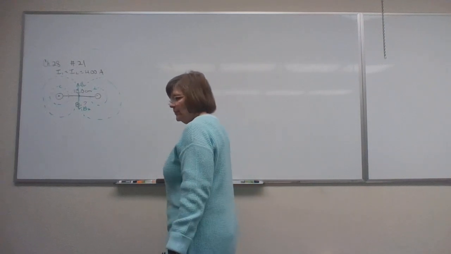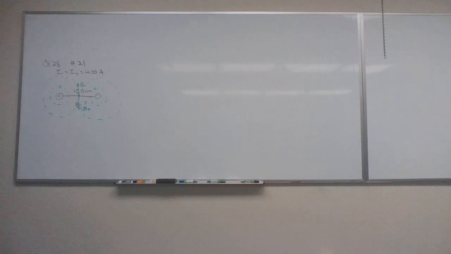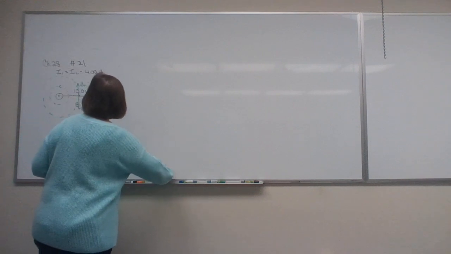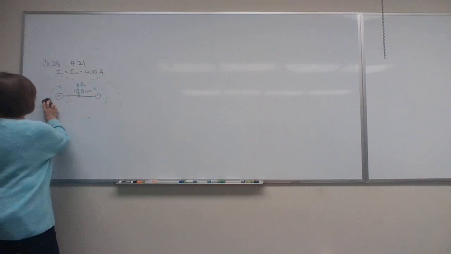The second part, question B. Question B says, find it at point 2, which is 25 centimeters to the right of P1. Okay. P1 is midway and P2 is 25 centimeters to the right. So we're going to erase all of this. We've got all this drama, but we got 0.